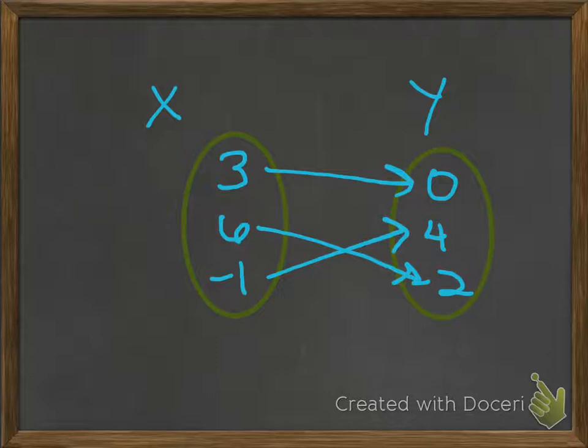All right, let's look at this one. So x values are 3. 3 goes to a 0. Does 3 go anywhere else? No, it doesn't, so that's good. 6 goes to a -2. It does not go to any other value, so that's good. -1 goes to 4 and only 4. So all the x values only go to one y value. So this is a function.